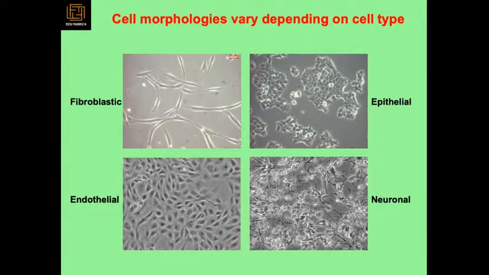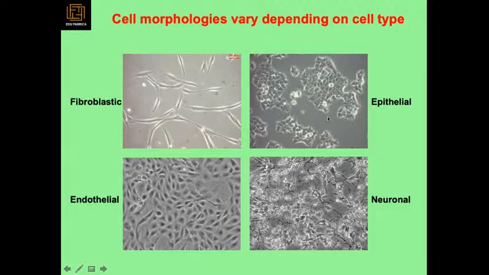So here we can see 4 different types of cell lines, with cell morphologies depending upon the cell type. On the top left is the fibroblast, to its right is epithelial, the bottom left is endothelial, and the bottom right is neuronal. Fibroblastic cells look like long cylindrical ones, whereas epithelial cells are grouped together. Endothelial cells also look like this, grouping together nicely, with the nucleus in the center. And the neuronal cells are the shiny ones here, making a network like a brain network.